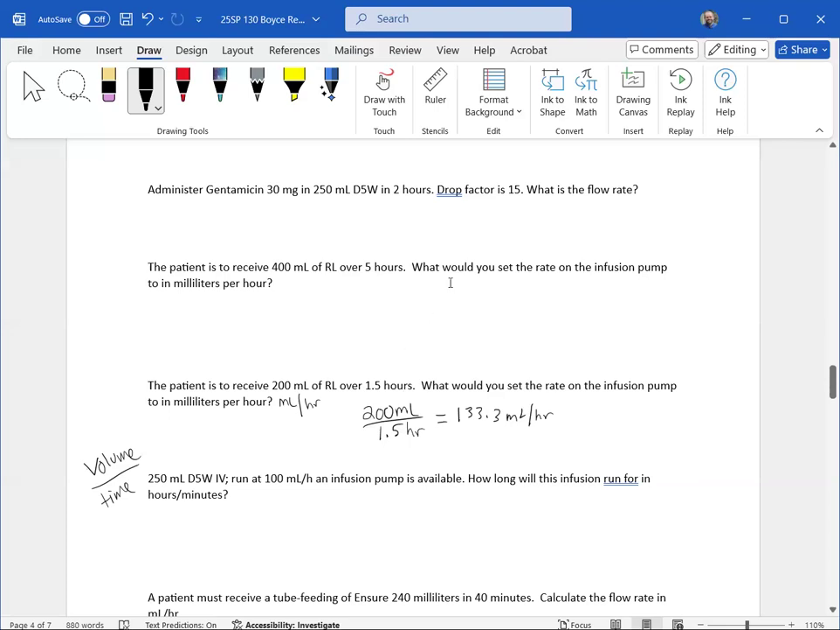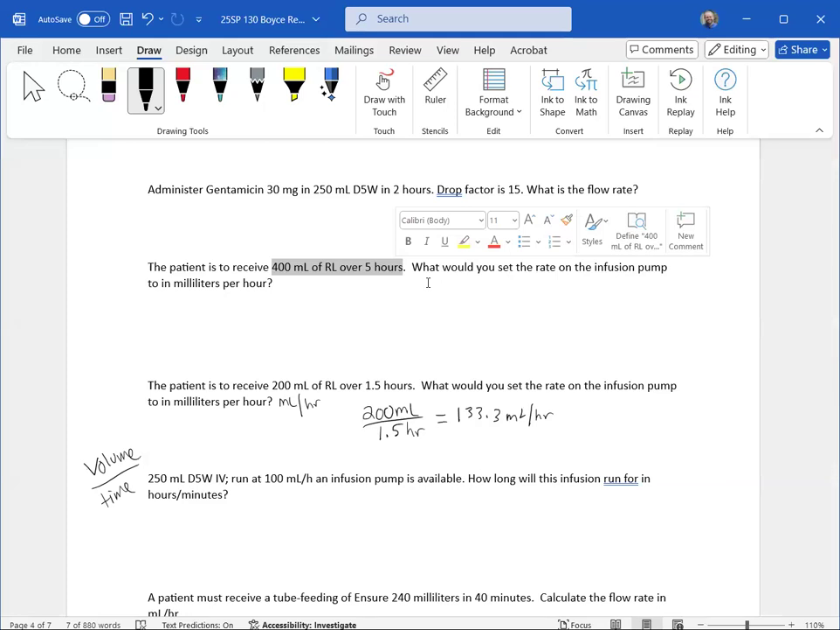All right. So a similar question would be like this: 400 milliliters over 5 hours. You're just going to take 400 over 5, and then whatever that is, milliliters per hour. I don't think that's too challenging.